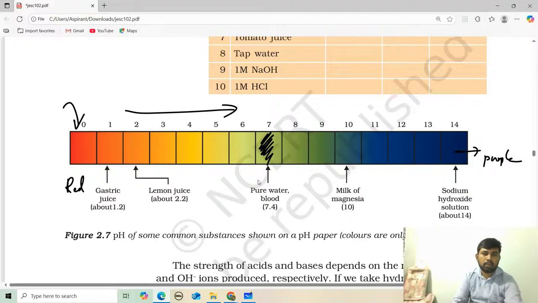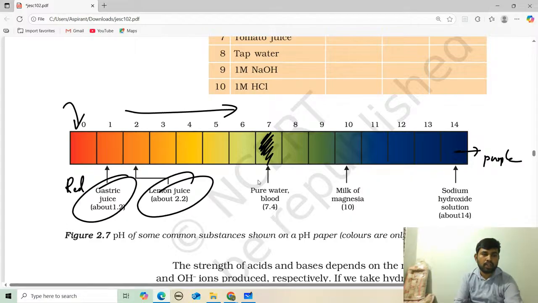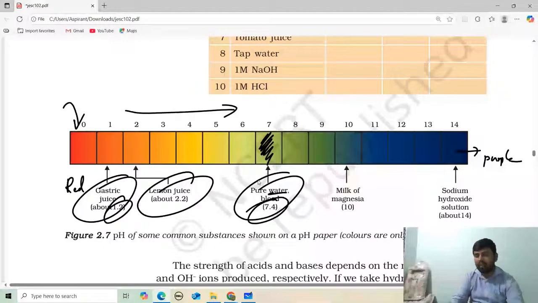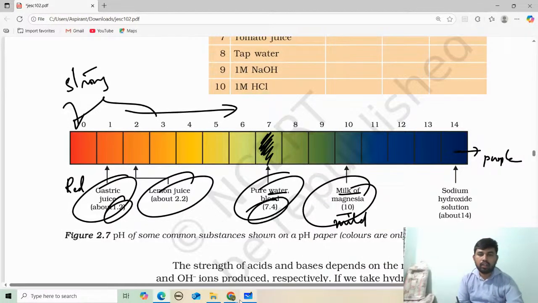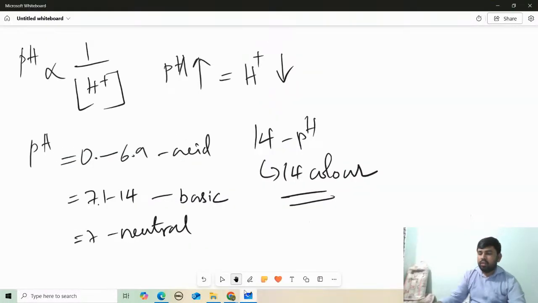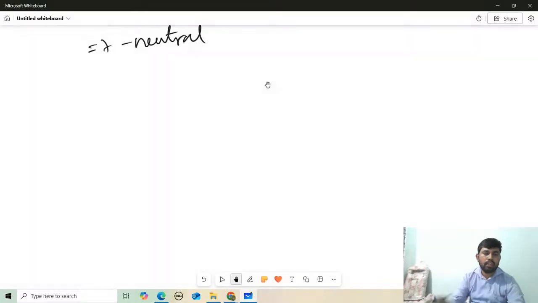Gastric juice, dilute HCl in our body, is approximately 1.2, and pure blood will be 7.4, slightly alkaline. Milk of magnesia is also a mild base. One more thing I forgot to say: 0 to 3 we can say is strong. So better I write it here. Okay, now again, a little bit, see what I'm saying here.